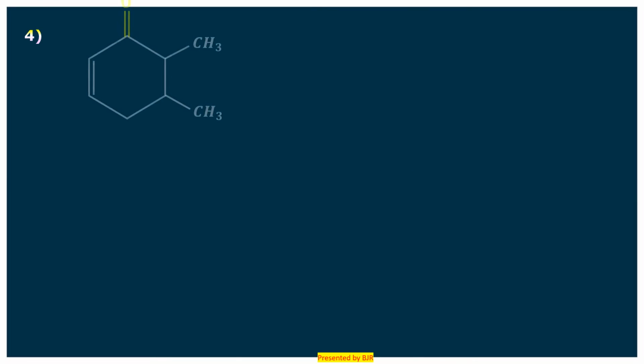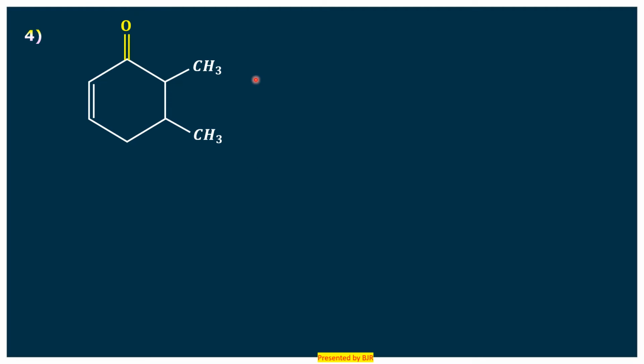Next, problem number 4. This is an organic compound to which we have to provide the IUPAC name. Solution. This alicyclic organic compound contains a ketone functional group, C double bond O. And you should always remember one thing: the carbon atom of the ketone functional group is always a part of the ring only. Here, a double bond is there, and two substituents have been attached to these two carbon atoms here.